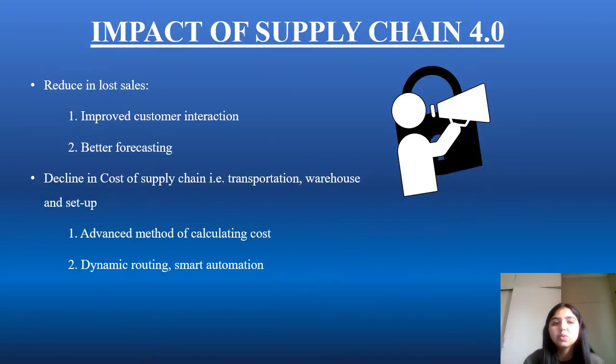So now the last one is the impact of supply chain 4.0. We basically approach two types of impacts in this. There's a reduction in lost sales because we improve the customer interaction and we are doing better forecasting of sales and products. And there is a decline in cost of supply chain, that is the transportation, warehouse and setup cost, because of advanced methods of calculating, dynamic routing and smart automation.